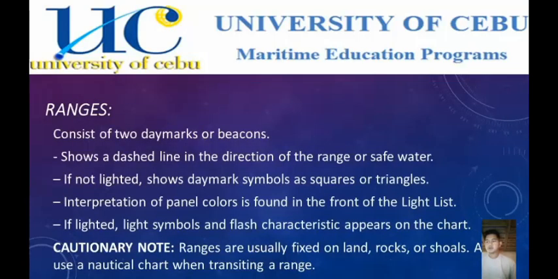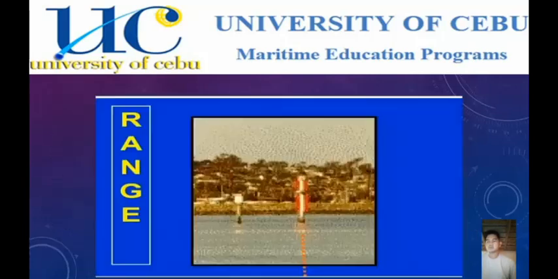Ranges consist of 2 daymarks or beacons. Shows a dashed line in the direction of the range or safe water. If not lighted, shown as daymark symbols, squares or triangles. Interpretation of panel colors is found in the front of the light list. If lighted, light symbols and flash characteristic appear on the chart. Cautionary note: ranges are usually fixed on land, rocks, or shoals. Always use a nautical chart when transiting a range. So this is an example of a range.